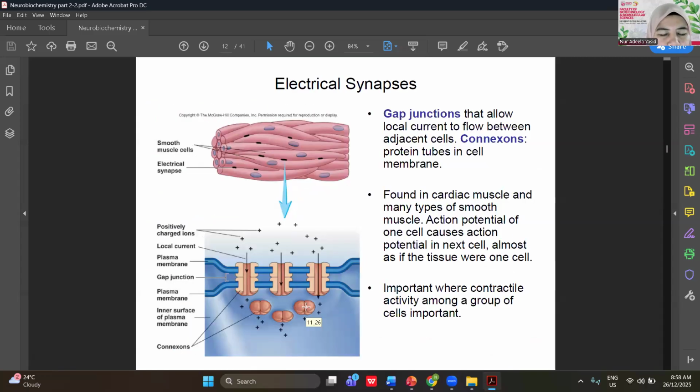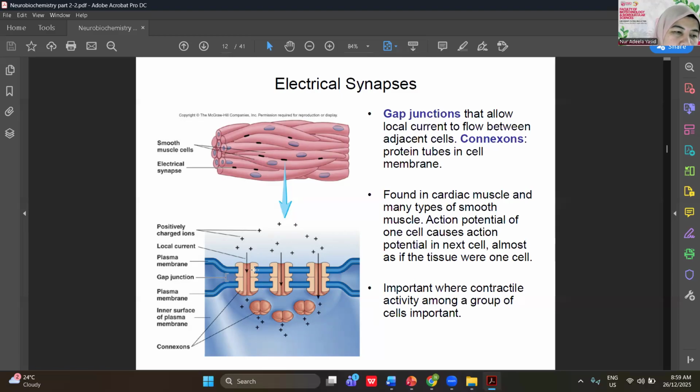On the electrical synapse, let's look at its structure. We can see that the electrical synapse consists of the gap junction, that allows the direct flow of local current between cells. This is the gap junction.